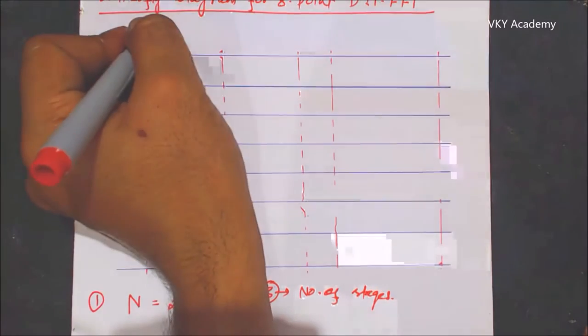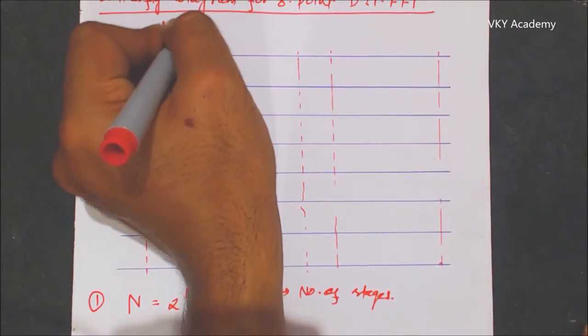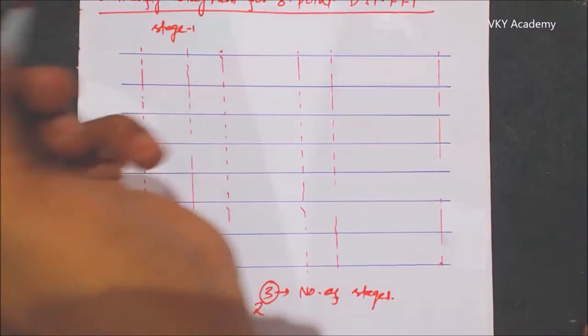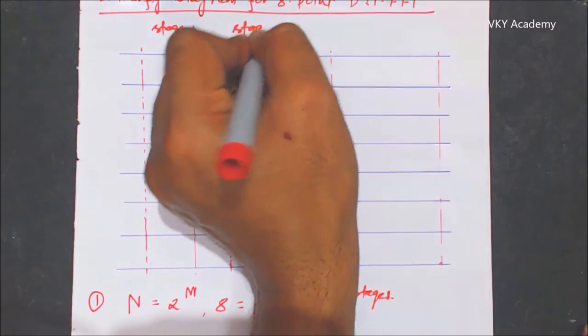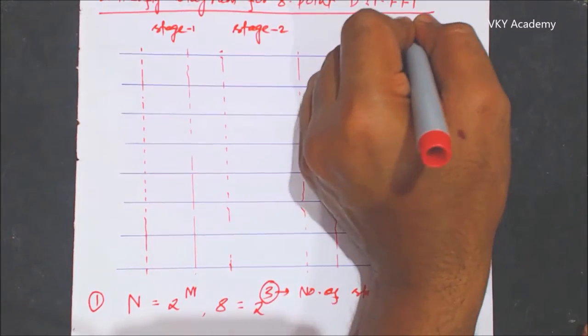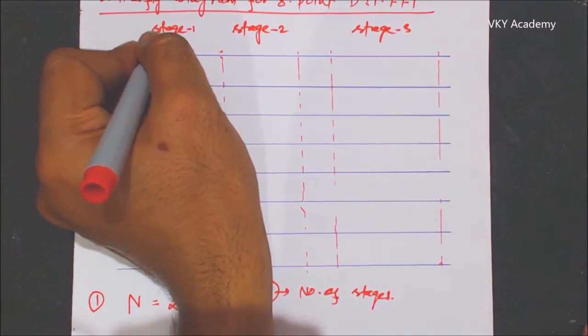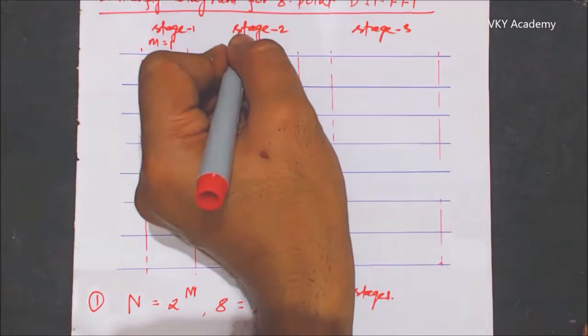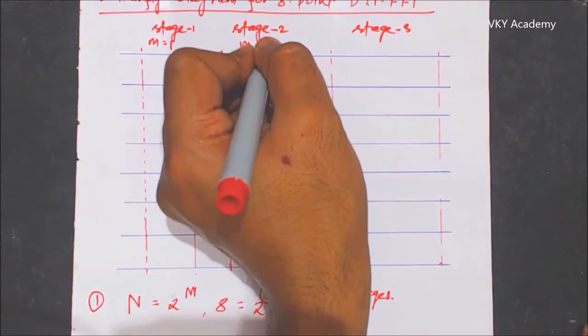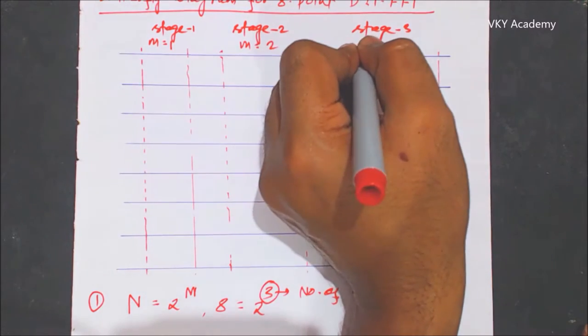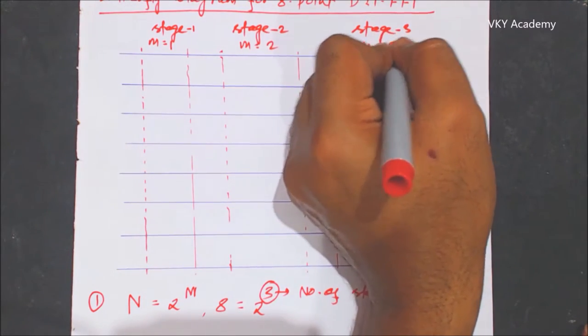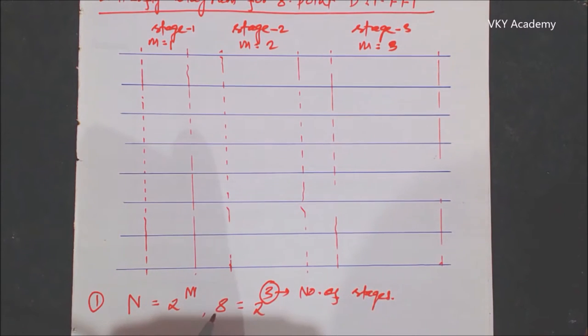This one is my stage 1. This is stage 2. And this one is stage 3. For stage 1, my stage index small m is equal to 1. For stage 2, my stage index small m is equal to 2. And for stage 3, the stage index m will be equal to 3. We have drawn 8 horizontal lines here, because we have an 8-point DFT, so there will be 8 inputs and 8 outputs.